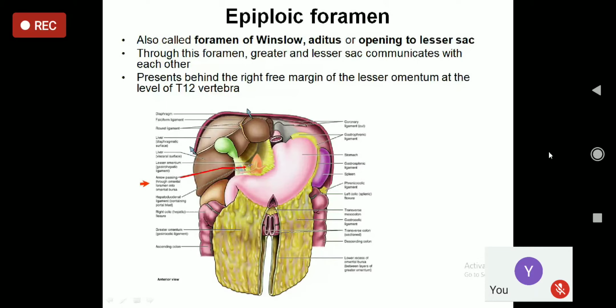Yes, okay. So you have to know the normal anatomical position of the liver, the stomach and the duodenum so that you can understand the position of the caudate lobe, the first part of the duodenum and the pyloric end of the stomach, so that we can easily appreciate the epiploic foramen. These terminologies are very important and they are in relation to the peritoneum.